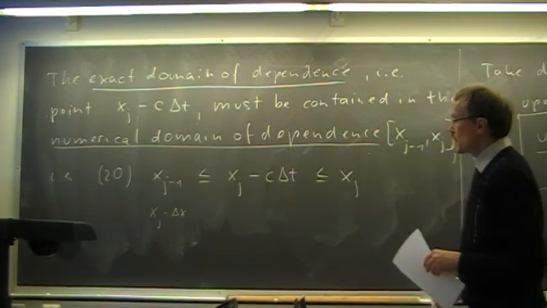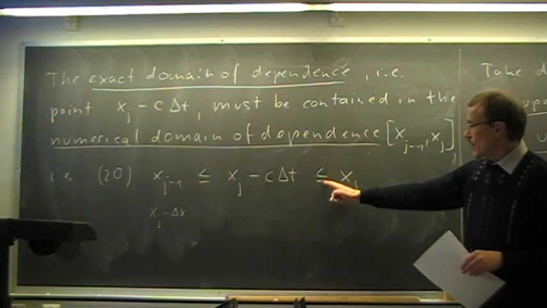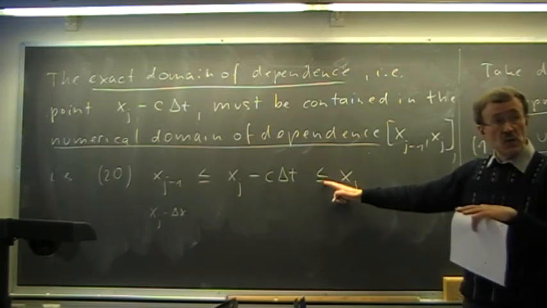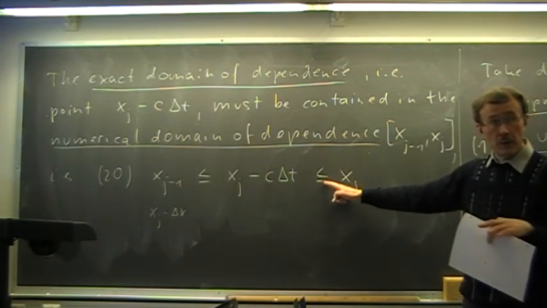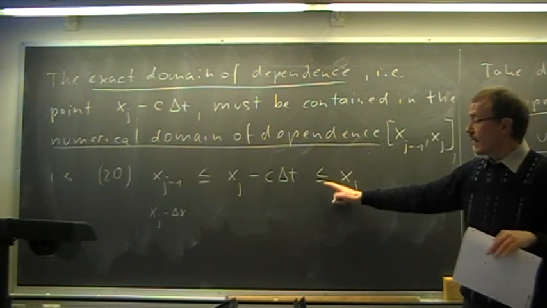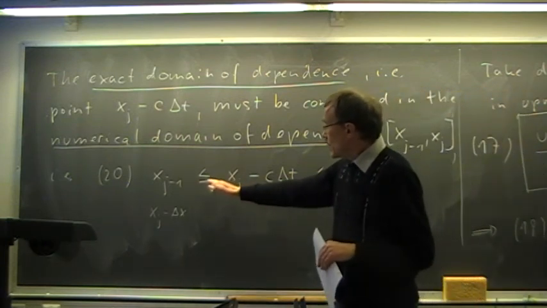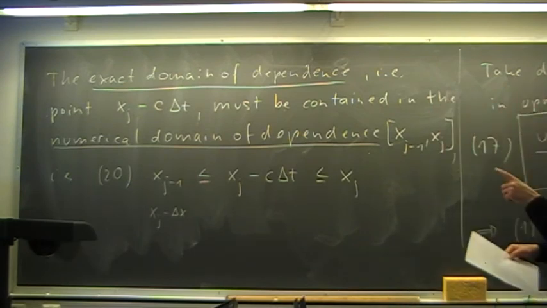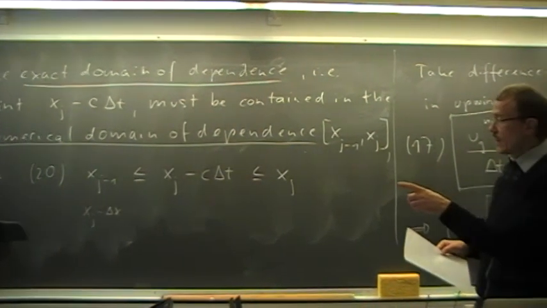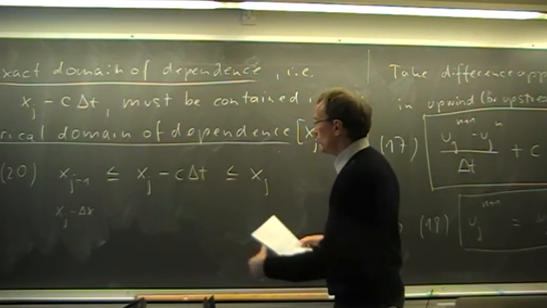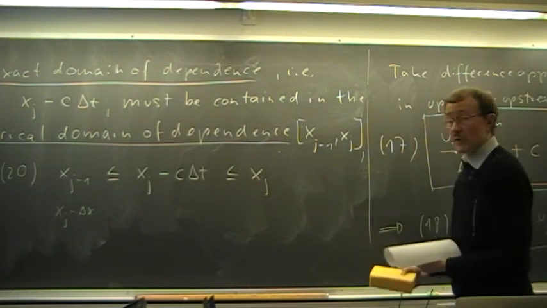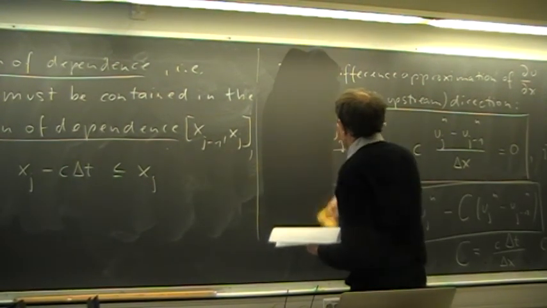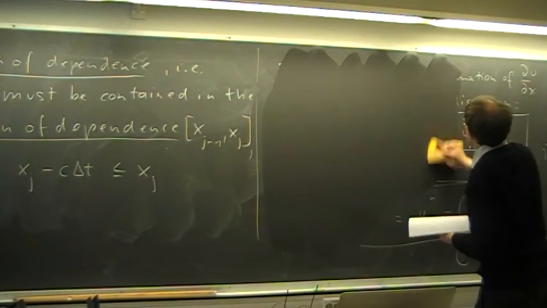So then we can see that this condition is satisfied if c, the advection speed, is positive, or the Courant number is positive, or 0, then it's also okay. And this situation here is satisfied if delta x is greater equal than c delta t. That means that the Courant number is smaller equal than 1. So then we get from that the stability condition.